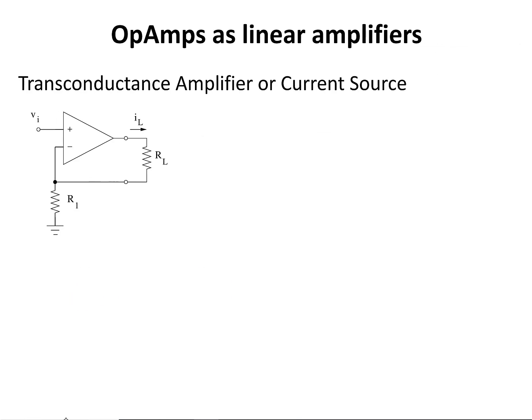The second functional circuit that we're going to look at is a transconductance amplifier or a current source. In this transconductance amplifier, the output current, or IL, is proportional to the input voltage, or VI. As a result, it's a transconductance amplifier. It also functions as a current source. That means IL, the output current of this op-amp, is independent of the value of RL, regardless of the load value that you connect to the output of this op-amp through these two terminals. Let's calculate IL and see how it works.